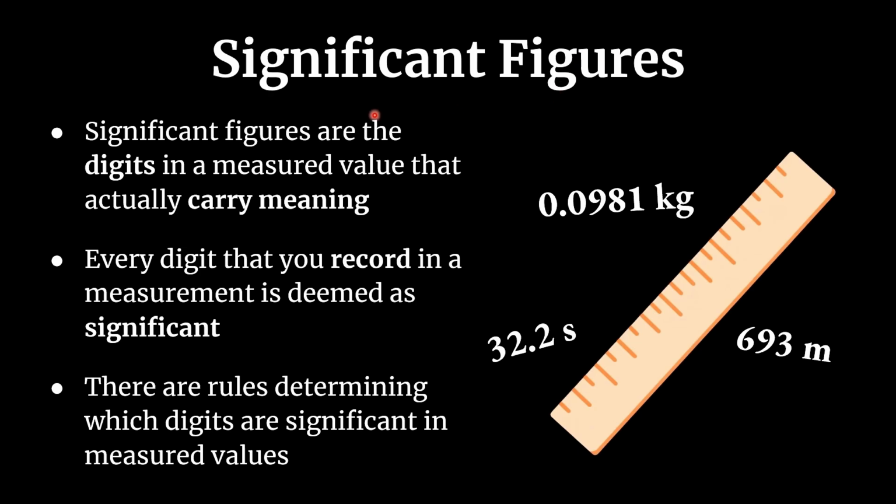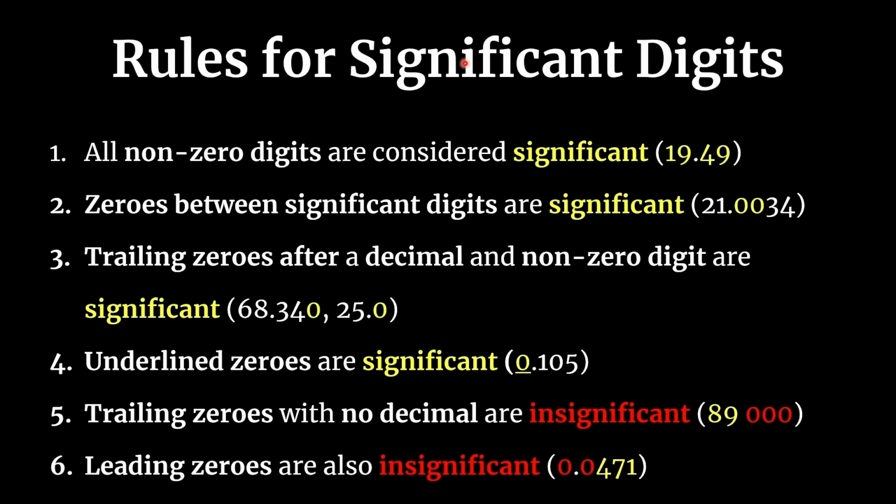Significant figures are the digits in a measured value that actually carry meaning. And whether you call it significant figures, sig figs, significant digits, or even sigdigs, they are all the same thing. Every digit that you record in a measurement is deemed as significant, and there are rules determining which digits are significant in measured values. Now, let's look at some rules to determine which digits are significant.